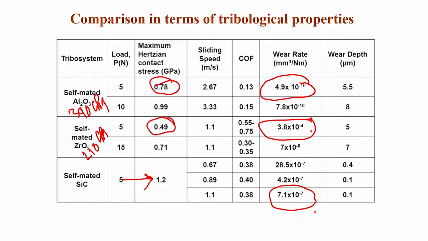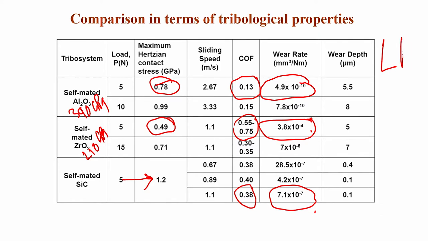Zirconia also experiences a high coefficient of friction, about 0.5 to 0.75, whereas for silicon carbide the coefficient of friction is around 0.38. Alumina is the lowest. So, it looks like alumina is the better wear-resistant material as far as cryogenic sliding conditions are concerned.